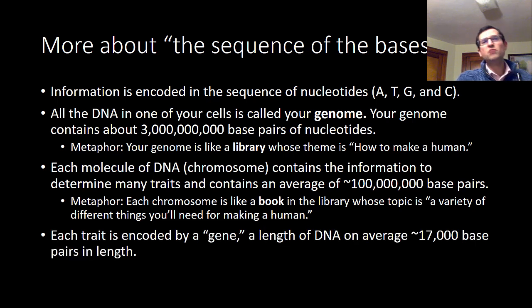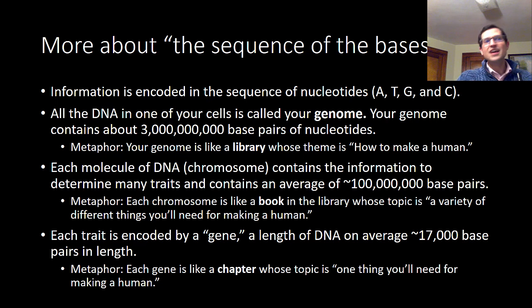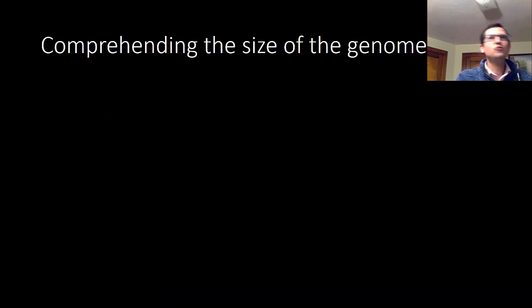Each trait is encoded by what we call a gene. This is a length of DNA that's on average about 17,000 base pairs in length. As the metaphor, each gene is like a chapter whose topic is one thing you'll need for making a human, specifically you. A few more notes.